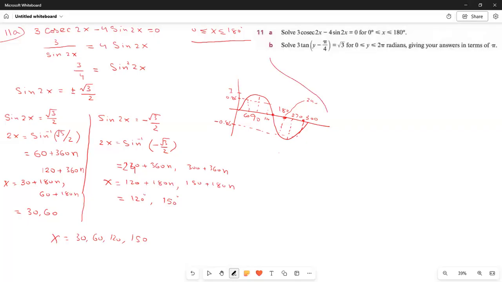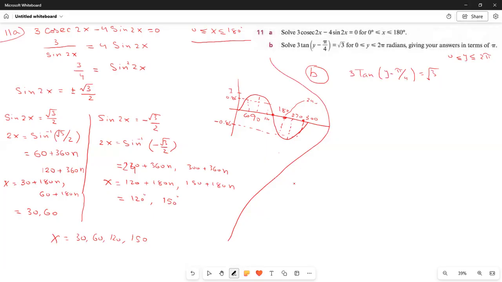So let me do part B now. What is part B? We have to solve this equation: 3 times tangent of (y minus pi by 4) equals root 3. And we have to look for the solution where y is between 0 and 2 pi. 2 pi means 360 degrees.